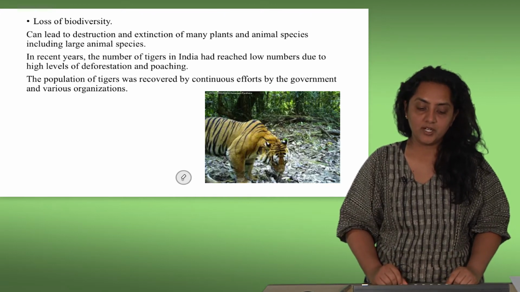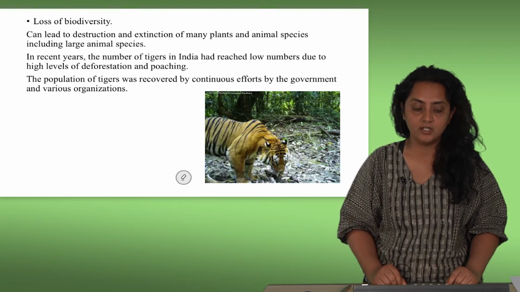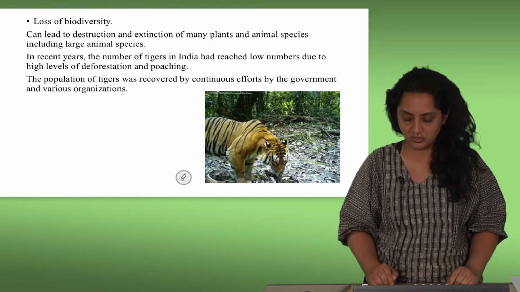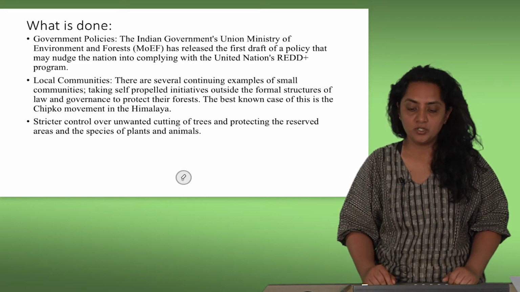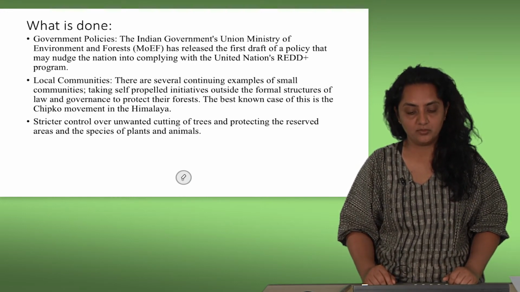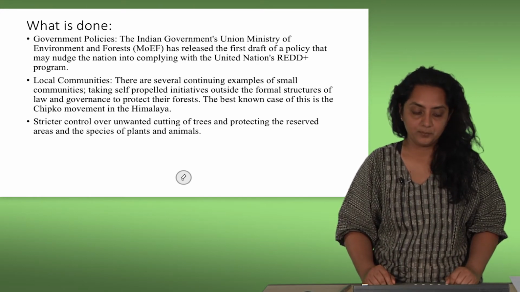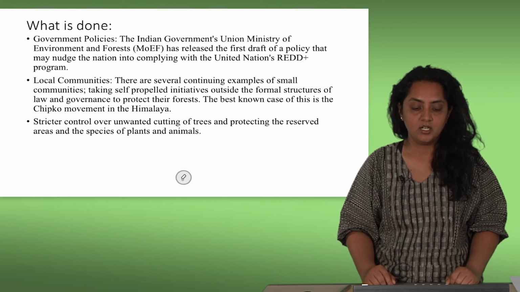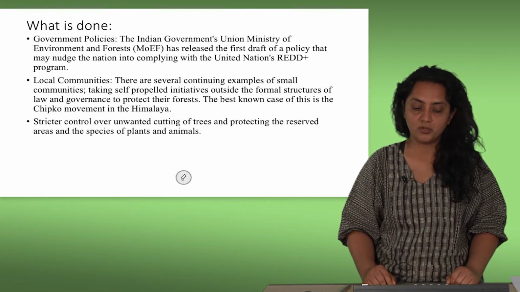In recent years, the number of tigers in India had reached low numbers due to high levels of deforestation and poaching. The population of tigers was recovered by continuous efforts by the government and various organizations. What is being done? Government policies. The Indian government's Union Ministry of Environment and Forests (MOEF) has released the first draft of a policy that may nudge the nation into complying with the United Nations REDD+ program. The local communities. There are several continuing examples of small communities taking self-propelled initiatives outside the formal structures of law and governance to protect their forests.